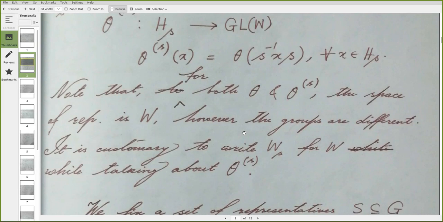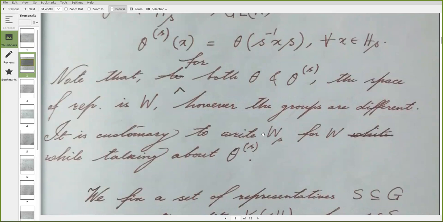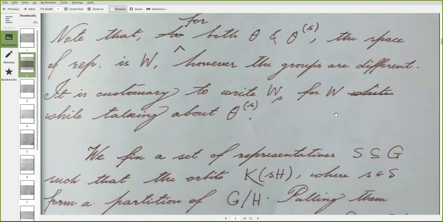If we do that by using the same sign W for both the representations, it will be quite confusing. So keeping that in mind, whenever we talk about theta^s, not theta, then instead of writing W, we shall rather write W_s for W. So again, let me tell you, W_s is nothing but W, but the W_s sign we will use whenever we are considering the representation theta^s. Otherwise, when we consider theta, we will write simply W. Again, let me repeat, this is what we do because quite often we just write the space of the representation instead of the homomorphism. This is what we do for notational simplicity.